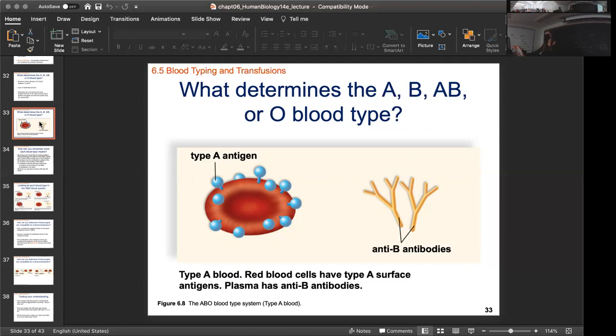But your blood has anti-B antibodies, so that if you were to be given type B blood, these antibodies would fight it off. They'd be like, nope, not happening here. I've got A antigens, so you can't come near me with all that B blood. So they have the opposite antibodies. The red blood cells have type A surface antigens, and plasma has anti-B antibodies.